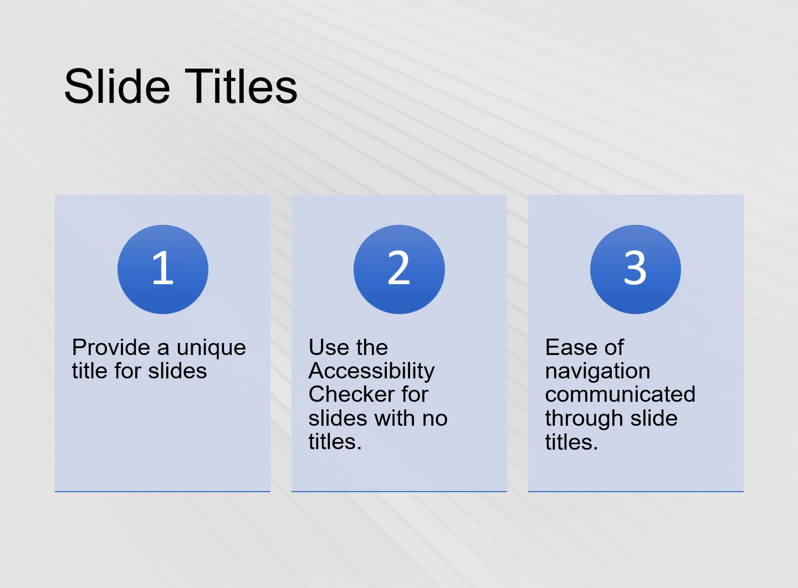Slide titles. Give every slide a unique title. People who are blind, have low vision, or a reading disability rely on slide titles to navigate. For example, by skimming or using a screen reader, they can quickly scan through a list of slide titles and go right to the slide they want to. To find slides that do not have titles, use the accessibility checker.